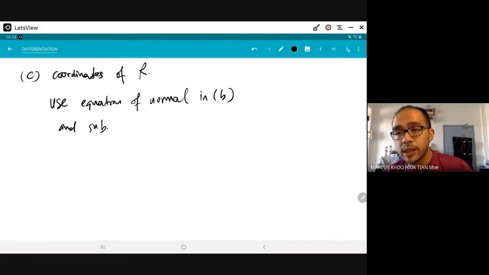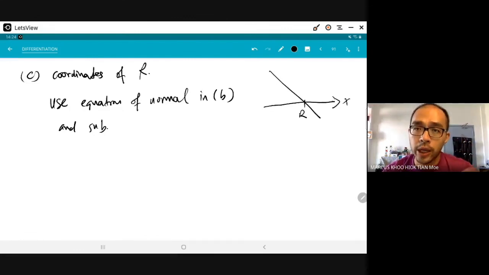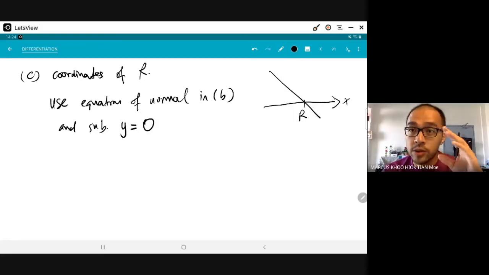Just look there, you already know that. If this is the x-axis, here is R. There is something that we already know by just looking at the point. Anybody? Y equals to 0. Okay, very good. Coordinate y equals to 0. So when you have coordinate y equals to 0, you can find coordinate x, provided your answer in B is correct. Then after that you just state the coordinates of R.